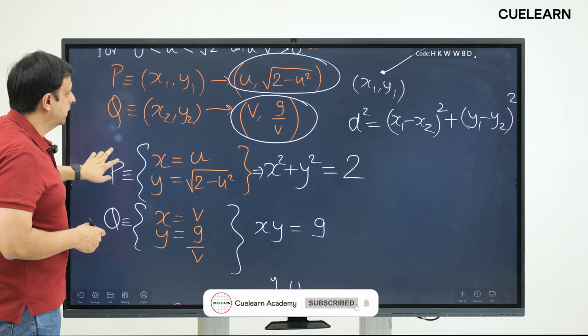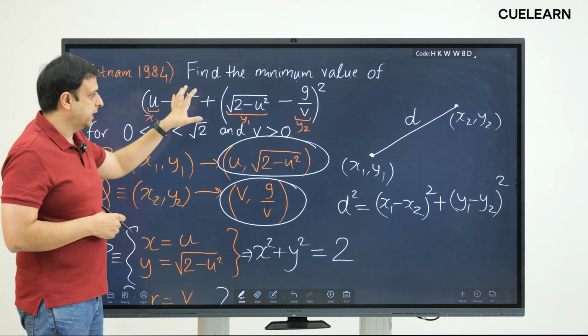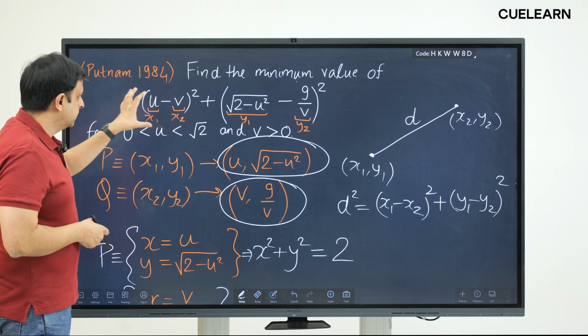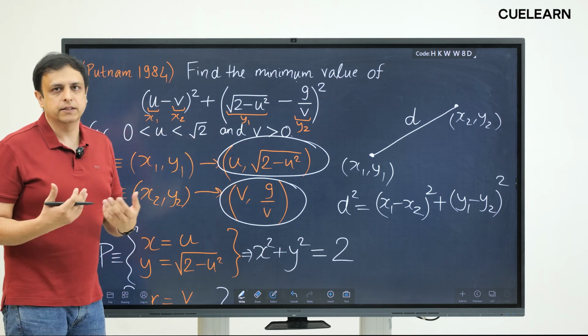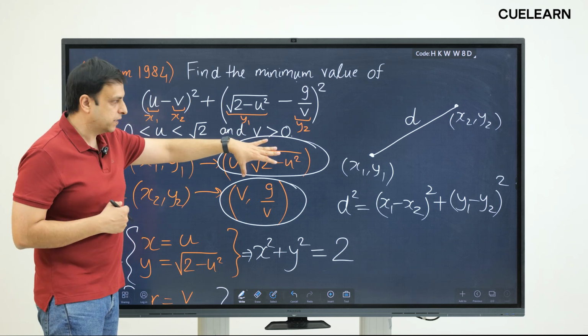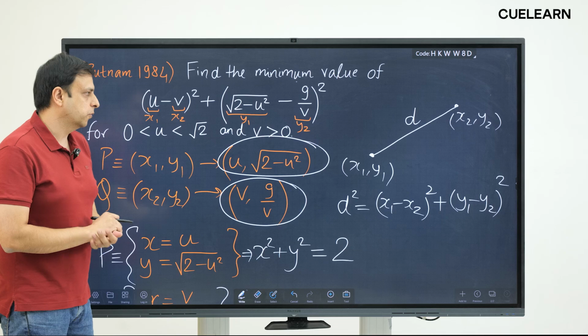So what I really did here, the crux move here was to recognize that this expression actually resembles the distance formula, and it resembles the distance between this point here and this point here, and then just recognizing that this point is actually a point on the circle x square plus y square equal to 2. This point is a point on the hyperbola xy equal to 9.